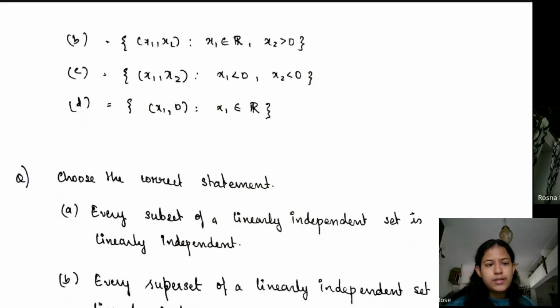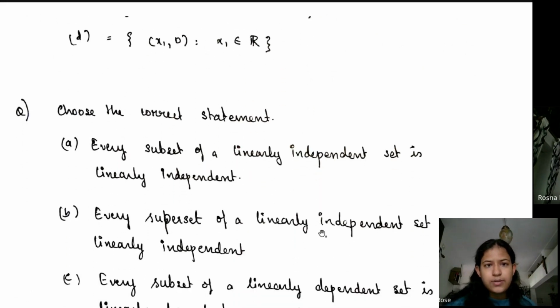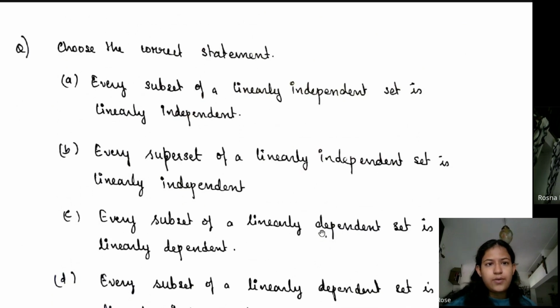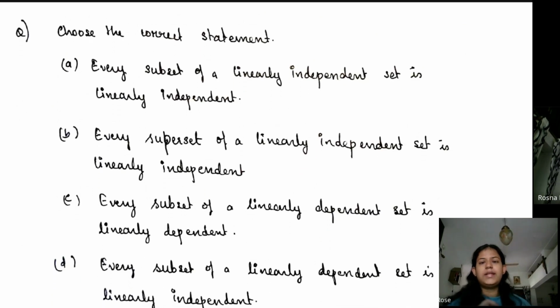And next, this is the last question, and this is also a very simple statement. I hope that you understood the linearly independent and dependencies. So choose the correct statement. A, every subset of a linearly independent set is linearly independent. B, every superset of a linearly independent set is linearly independent. C, every subset of a linearly dependent set is linearly dependent. D, every subset of a linearly dependent set is linearly independent. What do you think?